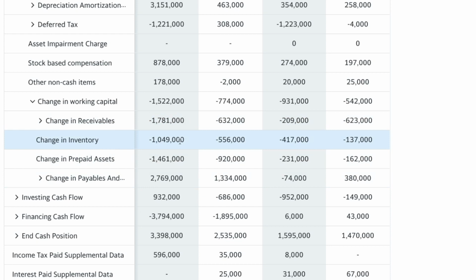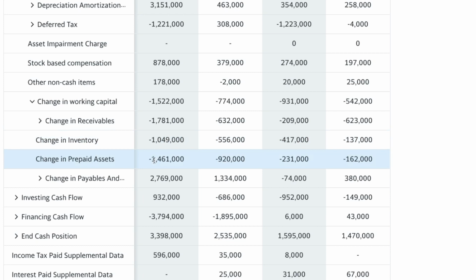Similarly, the change in inventory reflects everything the company has already paid for, $1 billion. That's why this value is negative, because this money is going out of the company. And prepaid assets are things they have already paid for and the company is going to use, let's say, in the next 12 months.